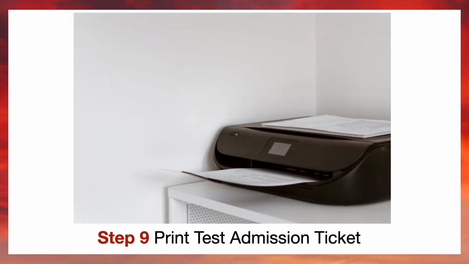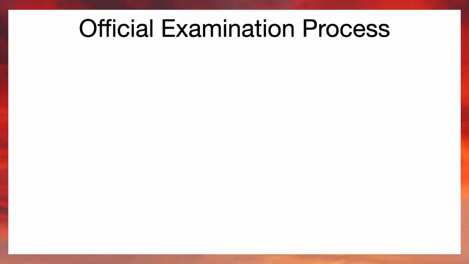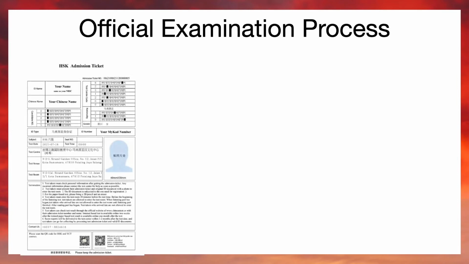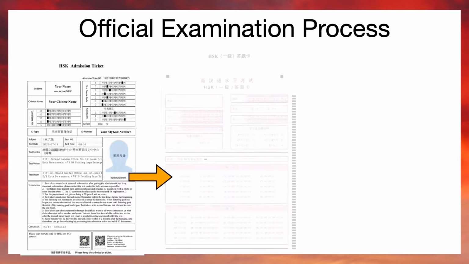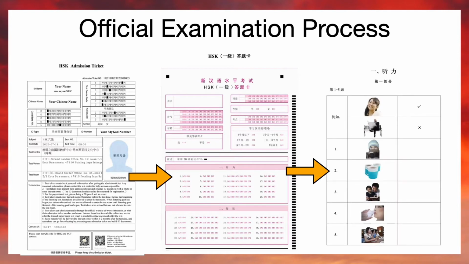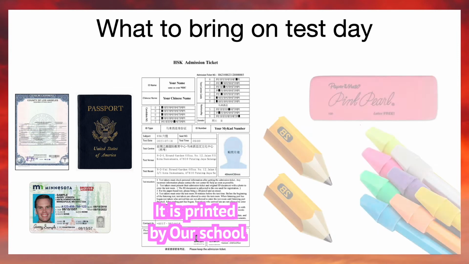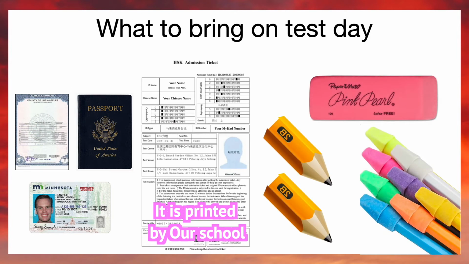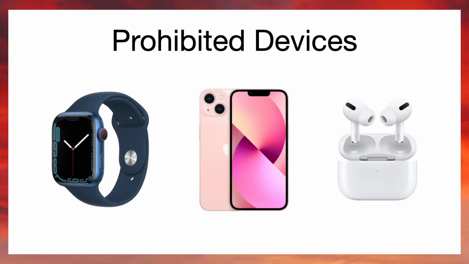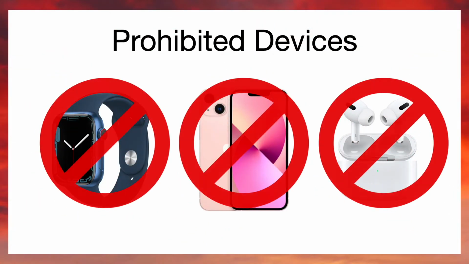Step 9. You need to print your test admission ticket. During the actual test, you may have your HSK admission ticket, an answer sheet, and your test papers. On the test date, you need to bring your physical government-issued photo identification document, your test admission ticket, 2B pencils, and an eraser to the school. Smartwatch, smartphone, and AirPods are not allowed.